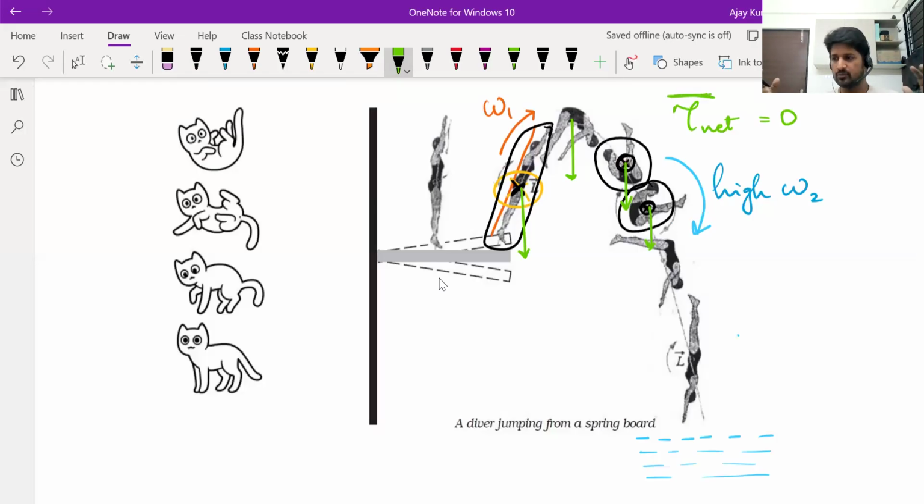If the diver brings their body close to the axis, the rate of rotation will increase. If the diver takes their mass away from the axis, rate of rotation will decrease. That is what happens there. Is this clear to all of you, why the rate of rotation or the angular velocity of the diver increases and again decreases?